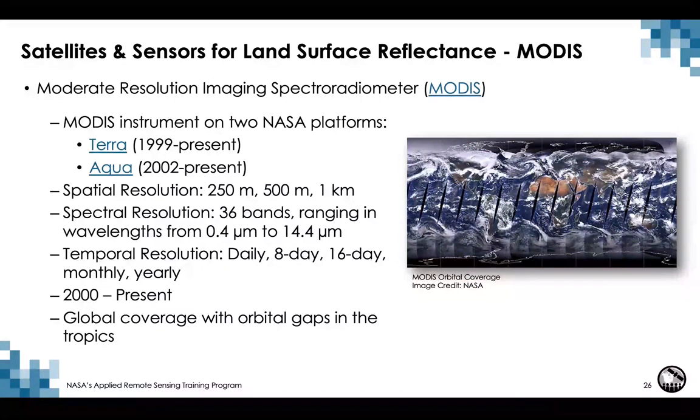The first instrument we'll discuss for land surface reflectance is the Moderate Resolution Imaging Spectroradiometer, or MODIS. It is a 36-band spectroradiometer measuring visible and infrared radiation. The first MODIS instrument was launched on board the Terra satellite in December 1999, and the second was launched on the Aqua satellite in May of 2002.